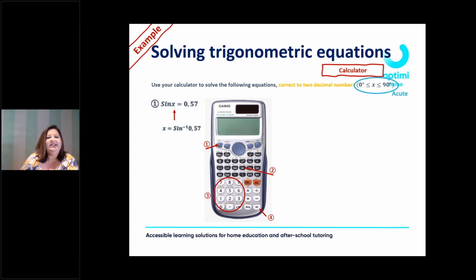What is it that you calculated? You calculated an angle over here. So the angle x, which is indicated over here, is equal to 34.75 degrees. You're working with an angle, so you need to remember your unit, which is degrees.